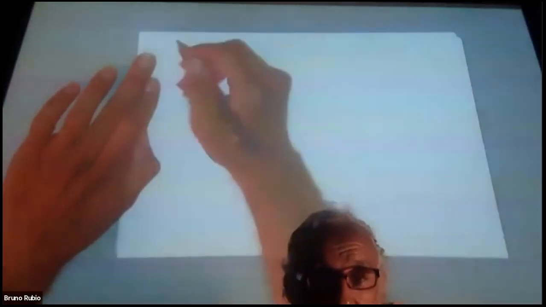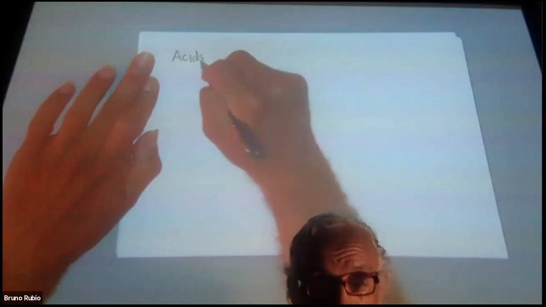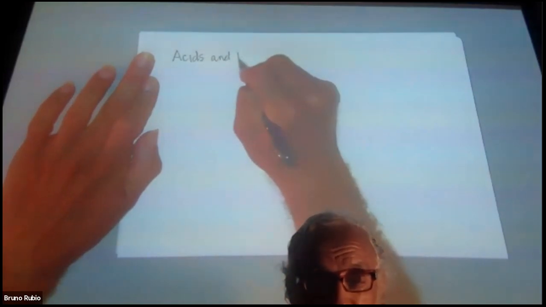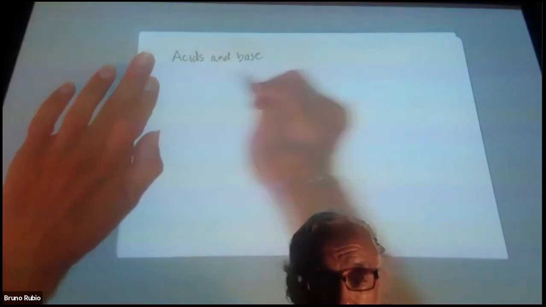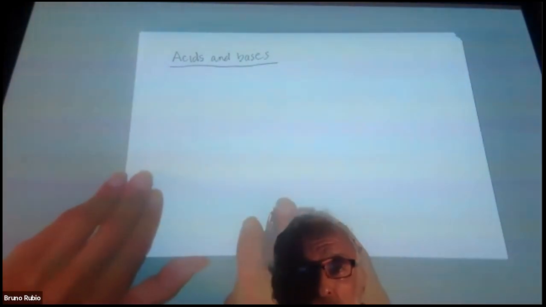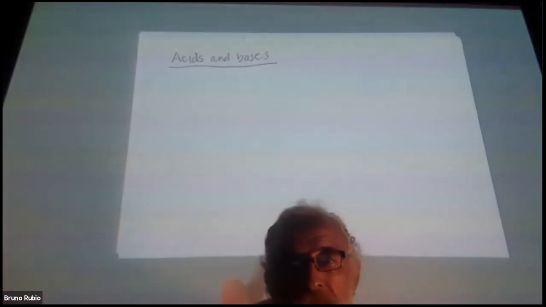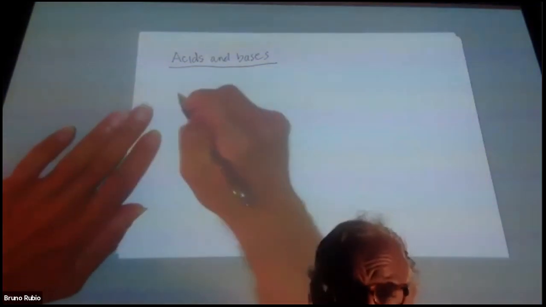I'd like to talk about organic acids and bases. Much of this material, I hope, is review from general chemistry. Let's begin with some fundamental definitions.